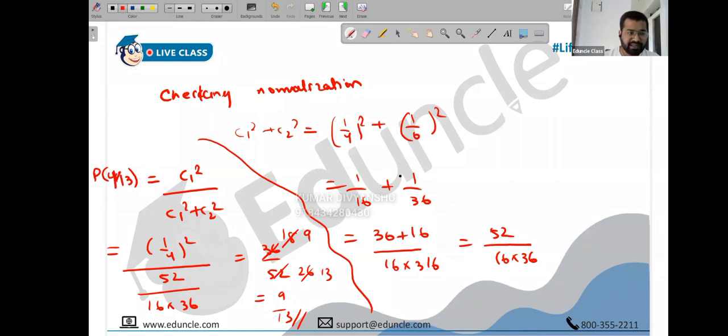So this is the probability that the wave function will exist in psi 1 3. And the second one you can directly write. It will be 4 by 13, right? 1 minus 9 by 13, because there are only 2 wave functions here. Or you can use c2 square upon c1 square plus c2 square. Either way, you will get the answer.